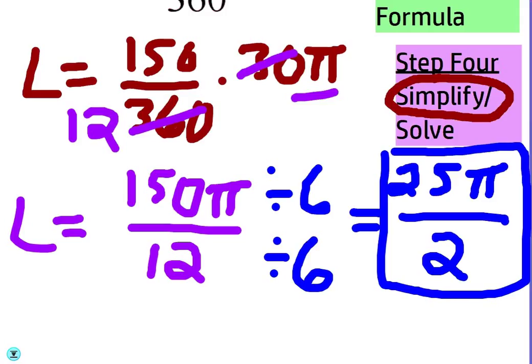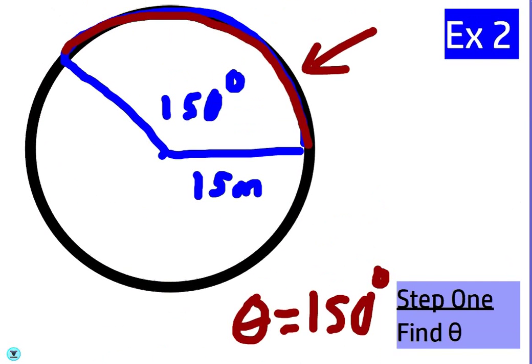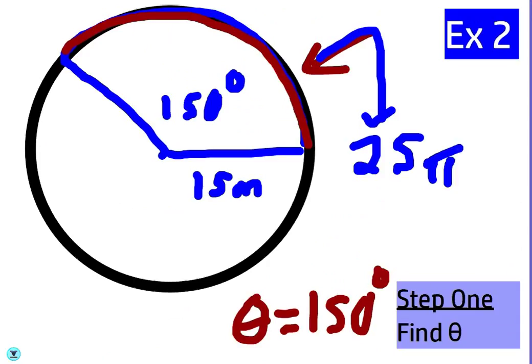There's more than one way to do it. I usually try to cross-reduce. And so your answer for this one is going to be 25 pi over 2. It has a decimal answer, right? But it's more accurate than rounding. That's why we sometimes leave it that way. So the length of that arc precisely is 25 pi over 2.